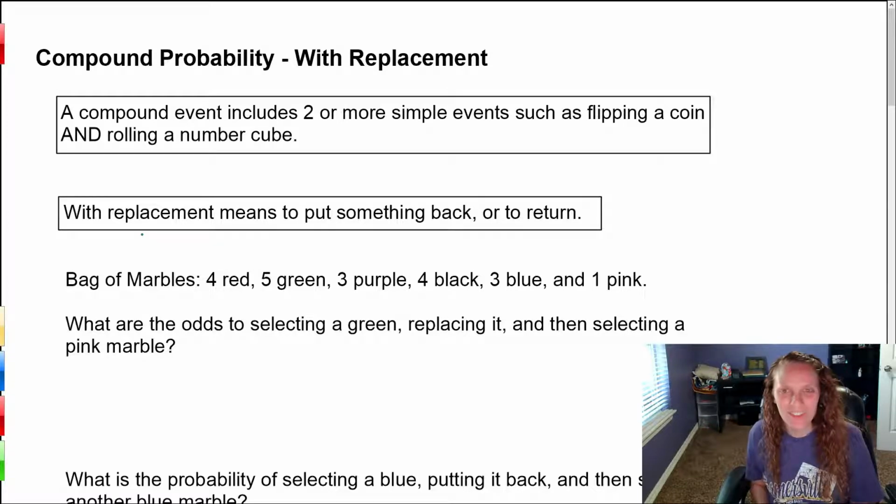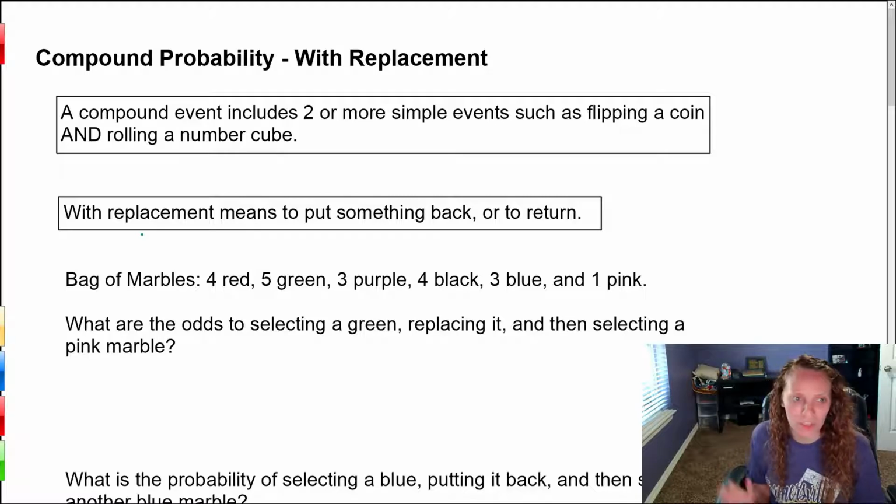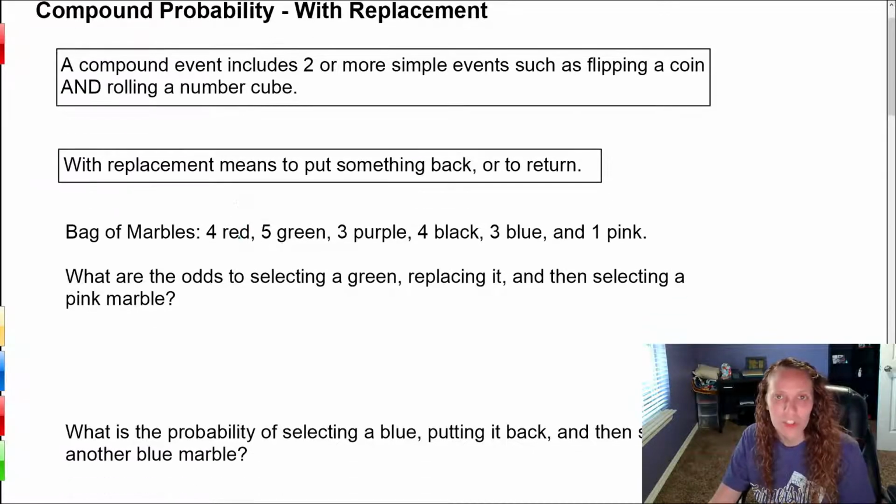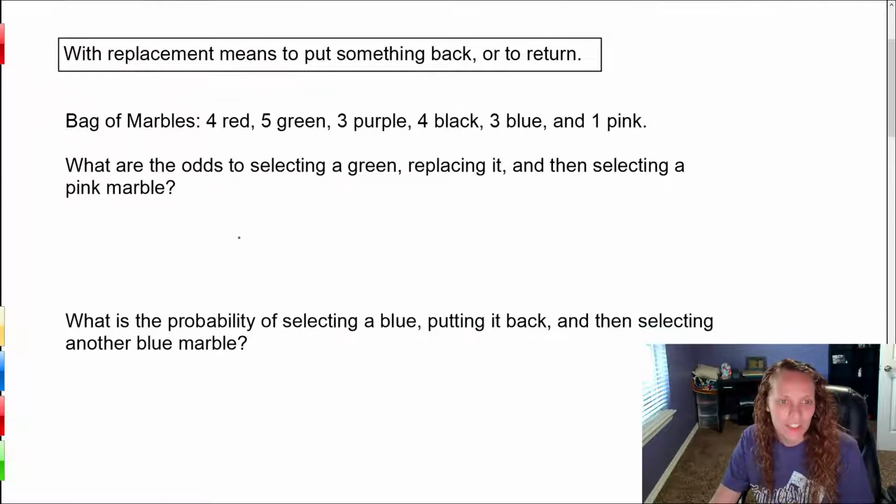Hey guys, today we're going to be looking at compound probability with replacement. Remember that a compound event includes two or more simple events such as flipping a coin and rolling a number cube. With replacement means to put something back or to return it. So let's look at this first one.